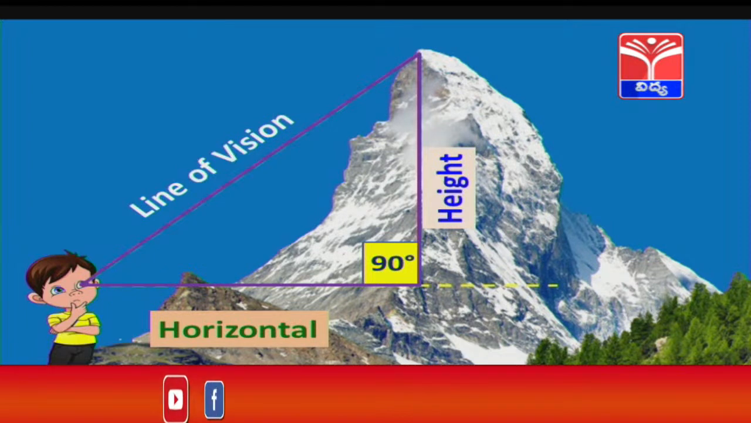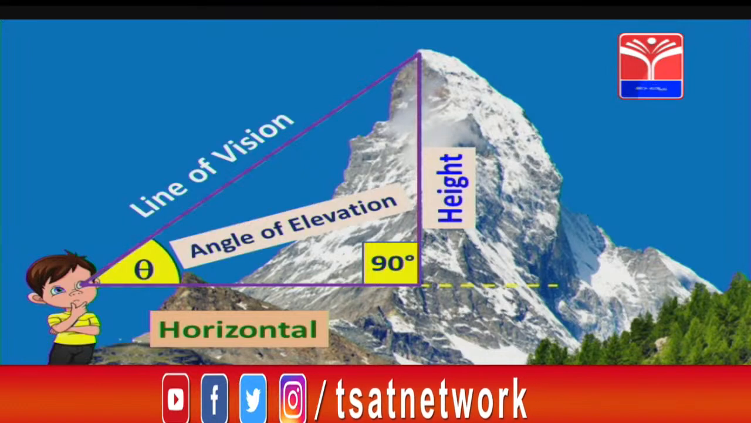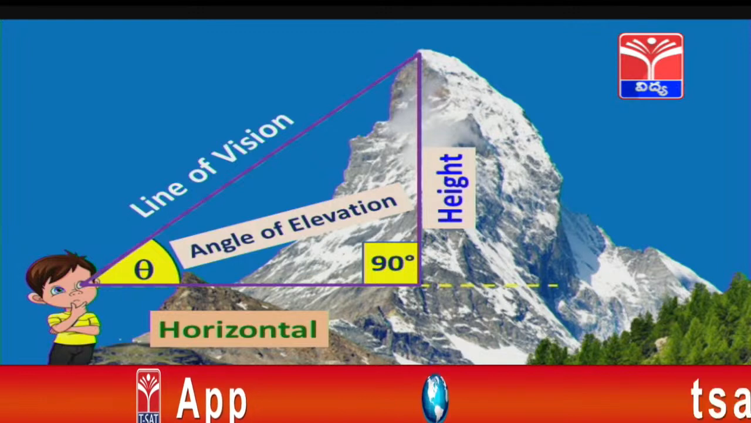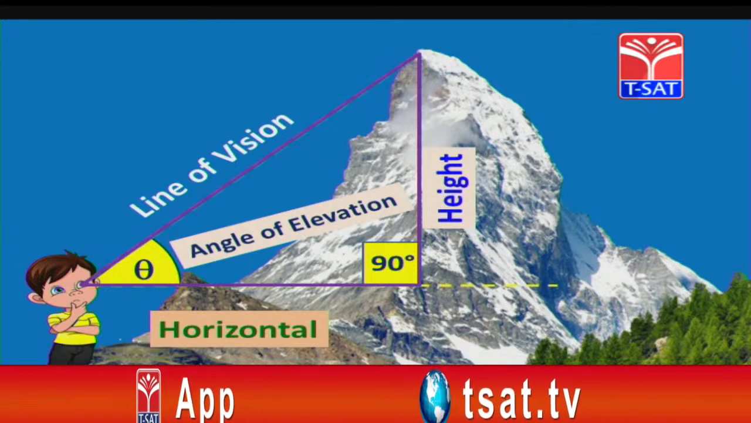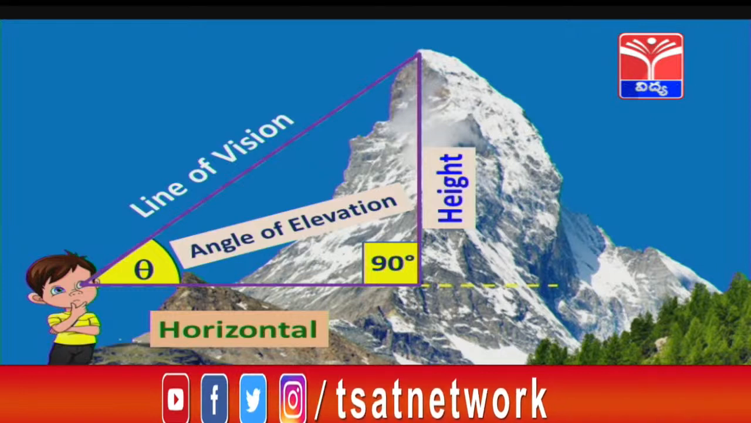Now, what do you call the angle between the line of vision and the horizontal line? We call it the angle of elevation, because the child is lifting his head up and trying to observe the top of the mountain, isn't it? So, when you are lifting your head, that means when the vision is being lifted up, rising, you will be calling it the angle of elevation.